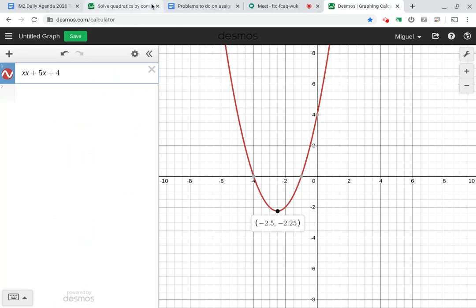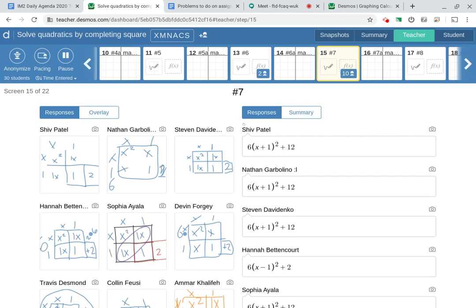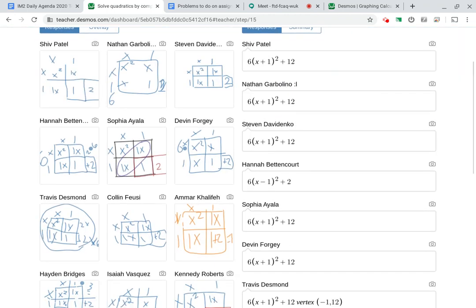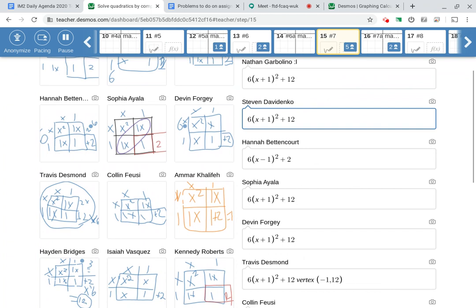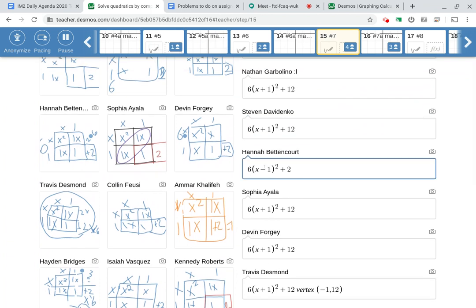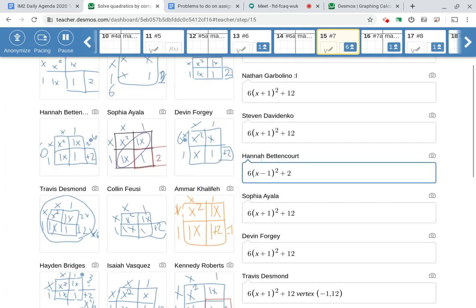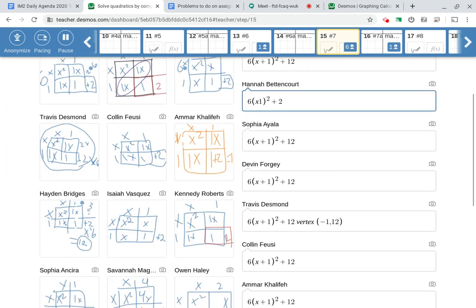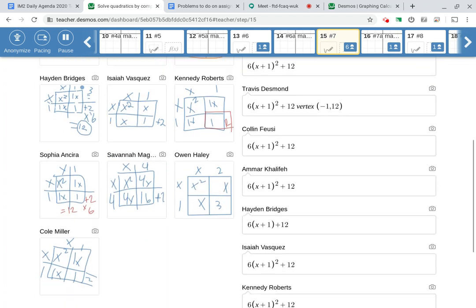Let me go here, pacing, stop. Okay, so look at the problem set and see which one you think. Okay. And Hannah, I'm not sure if you're in here or not. It should be x plus 1 because the twins are positive, right? Make sense? Inside the parentheses. And you know the twins are positive because the middle term is positive, right? So whatever the middle term is, that's what they're going to be.